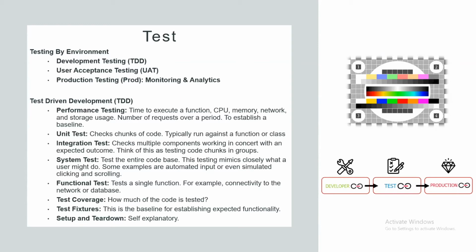Integration testing is where you take multiple classes or functions and have them work in concert. A system test is testing the entire code base working together. And then a functional test usually is a single function. So you might test, again, connecting to the network, the database, your API, whatever that case may be.